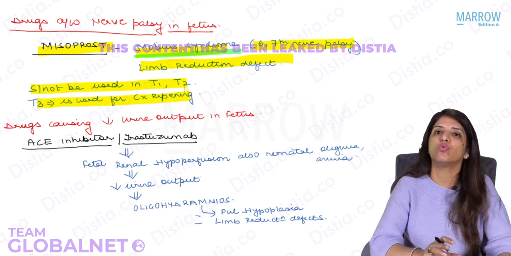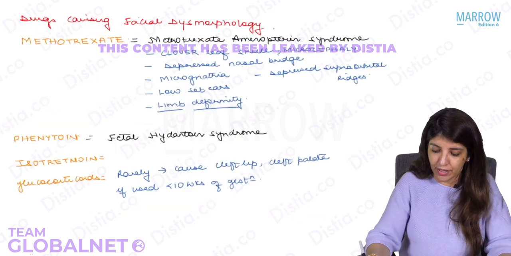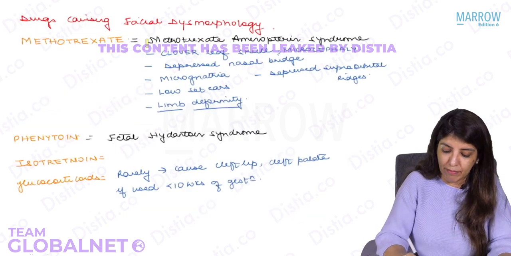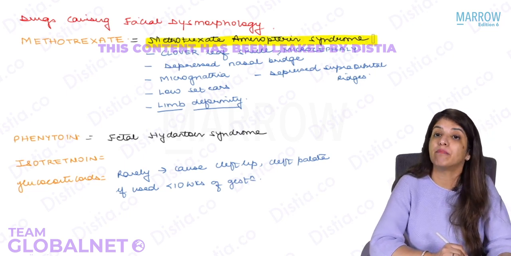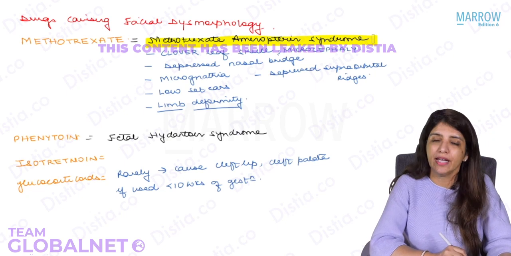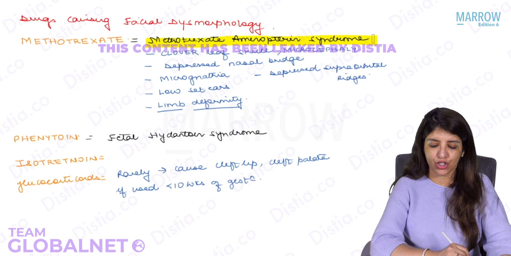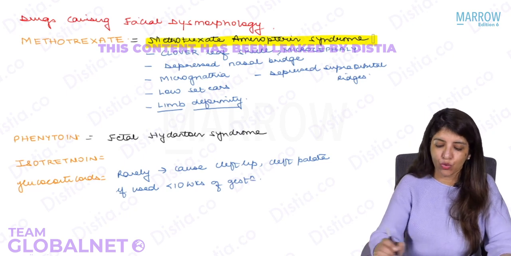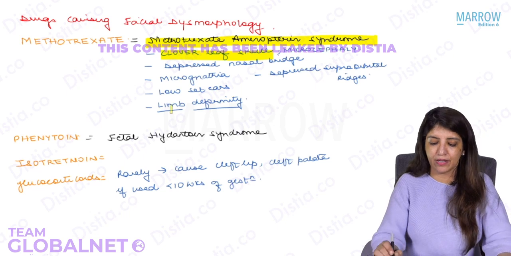Misoprostol leads to Mobius syndrome. She has taken methotrexate. It leads to methotrexate aminopterin syndrome. In methotrexate aminopterin syndrome, again, there are features of facial dysmorphology where you get typical things like clover leaf skull, microcephaly, depressed nasal bridge, depressed supraorbital ridges, micrognathia, low set ears, and limb deformities.